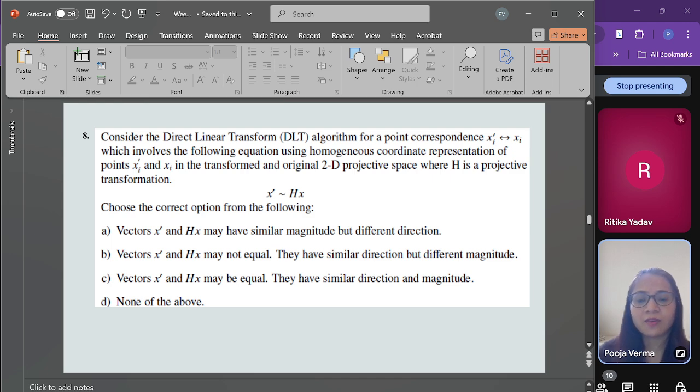Which option is the correct one? Option A: vectors x prime and Hx may have similar magnitude but different direction. Option B: vectors x prime and Hx may not be equal; they have similar direction but different magnitude. Option C: vectors x prime and Hx may be equal; they have similar direction and magnitude. And option D is none of the above. So which option is the correct one?